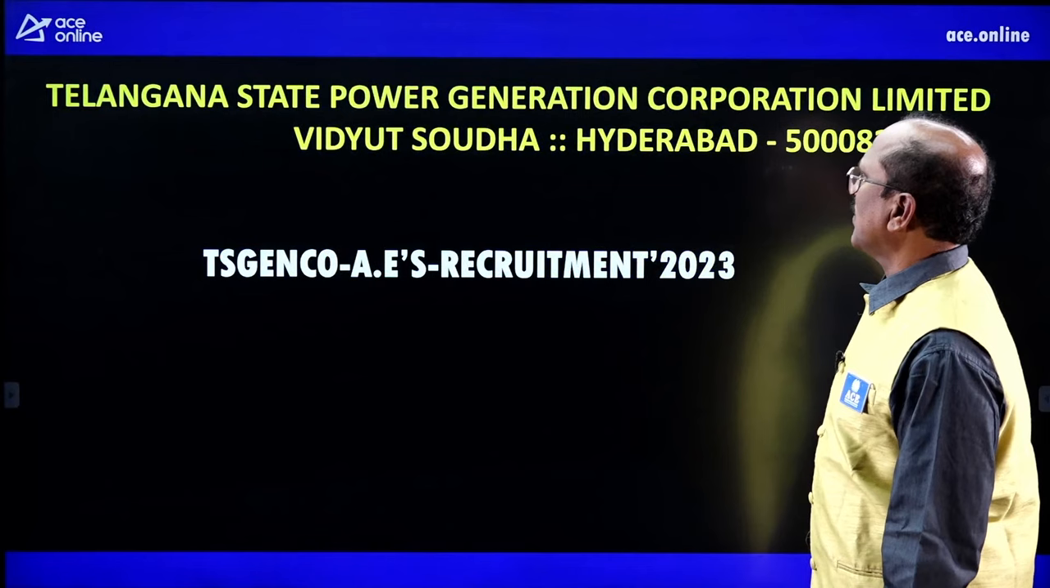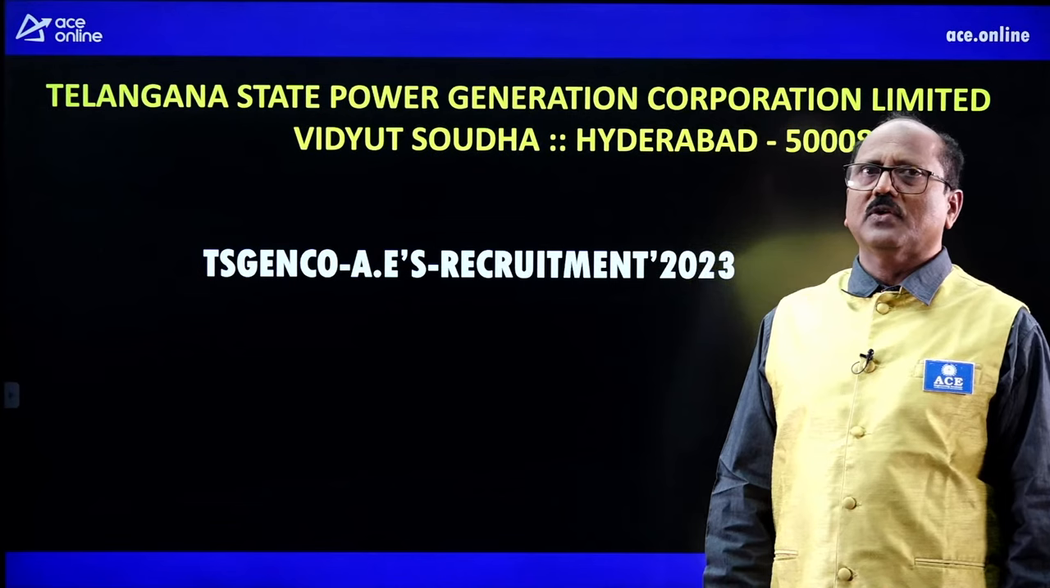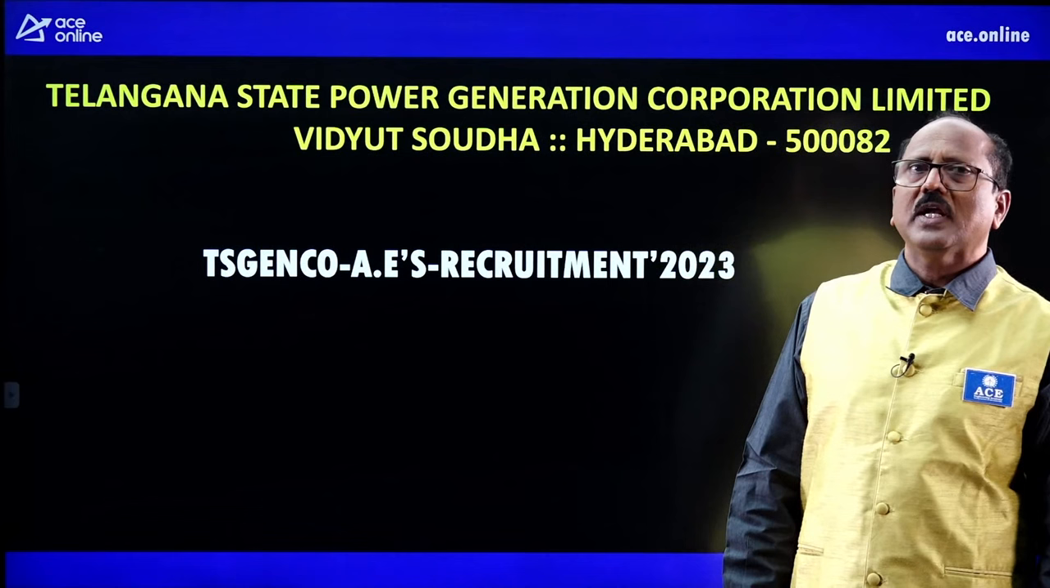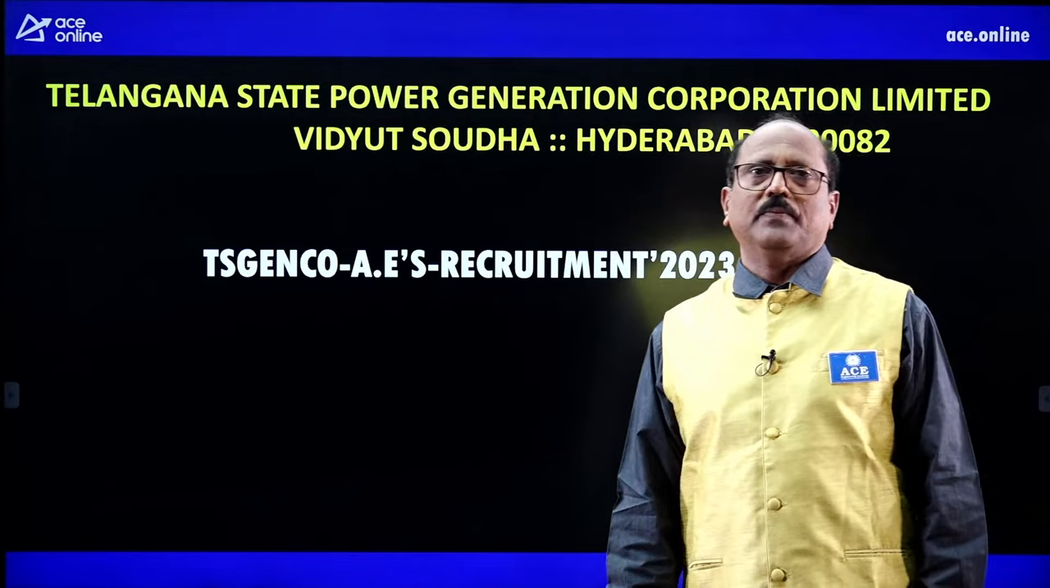So, Power Generation Corporation Limited. You can compare this job with AWE also. Compared to AWE, this job has a little bit more salary, no doubt. Suppose AWE posting in Hyderabad is around 80,000, as per the pay scales of the previous 6 months. Now new scales may increase. But this is plus 1 lakh salary, sure. So different perks, an attractive job.